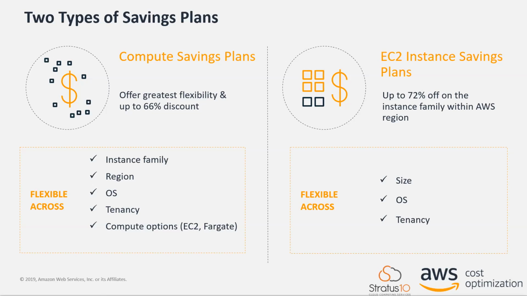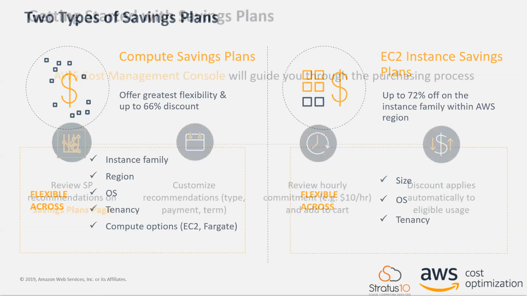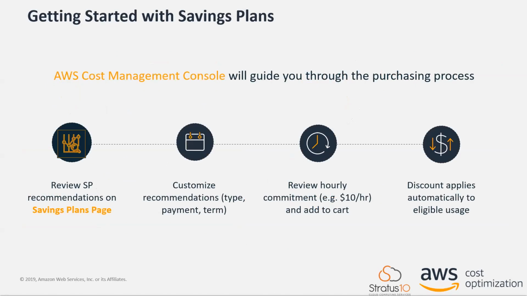So for example, with a Compute Savings Plan, you can now switch from a C4 to an M5, shift your workload from EU Ireland to EU London, or even move a workload from EC2 to Fargate at any time and automatically continue to receive your discounts. Okay, savings plan is the easiest way to save on compute. You can sign up for savings plan in just a few steps using AWS Cost Explorer. So let's take a look at these steps in detail.